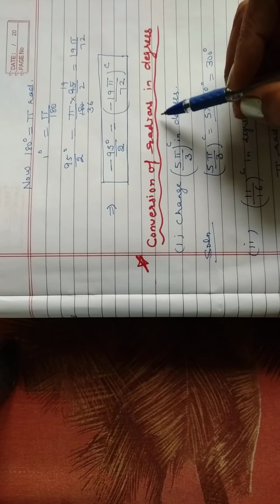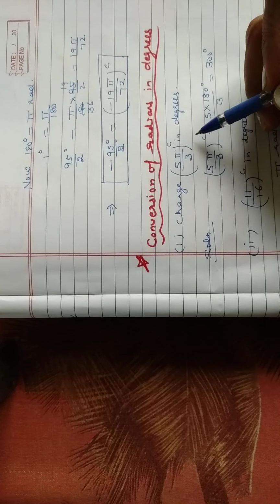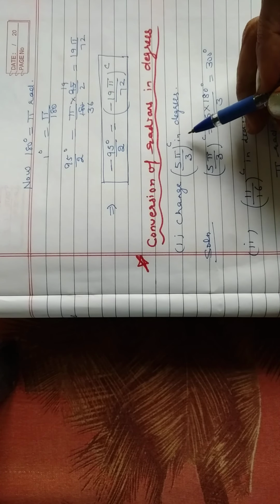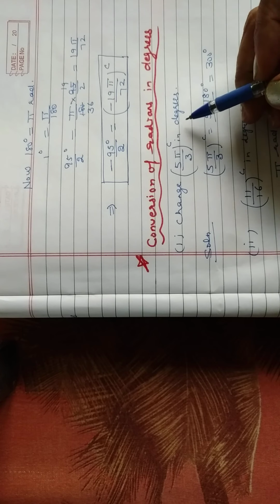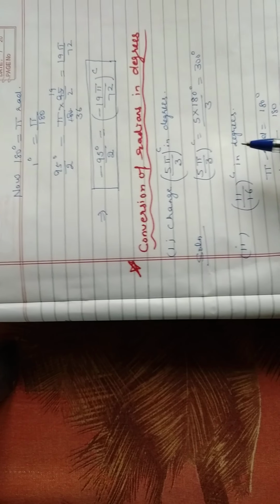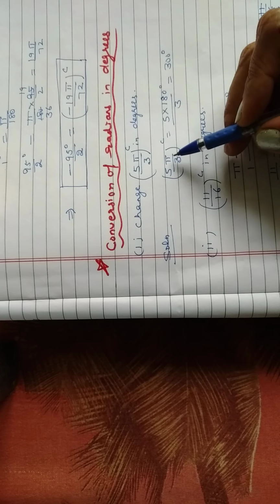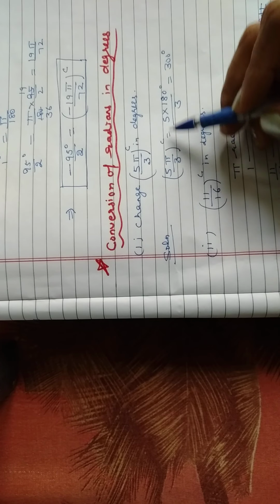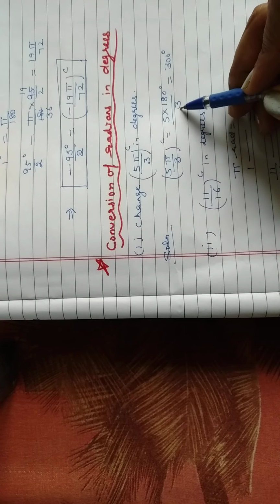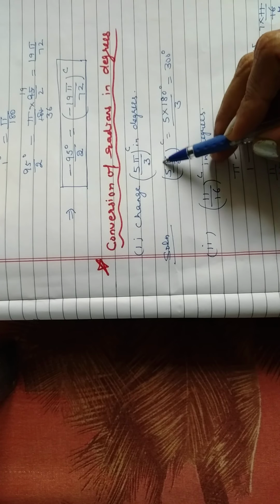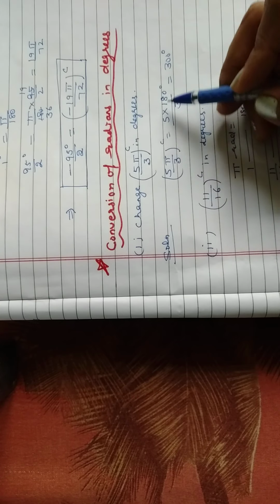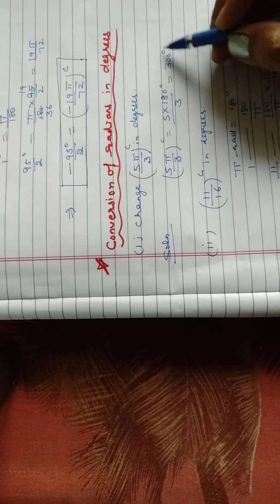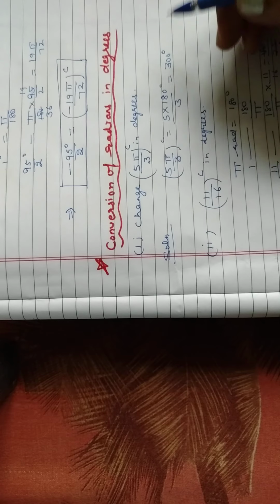Next is how to convert radians into degrees. Suppose 5 pi by 3 radians is given and you have to convert it into degrees. Then how will you convert? In place of pi, you will simply write 180. You will simply write 180 degree. So 5 into 180 by 3. Clear? Because pi will be equal to 180, na. So 5 by 3 into 180. So it will be 300 degrees.